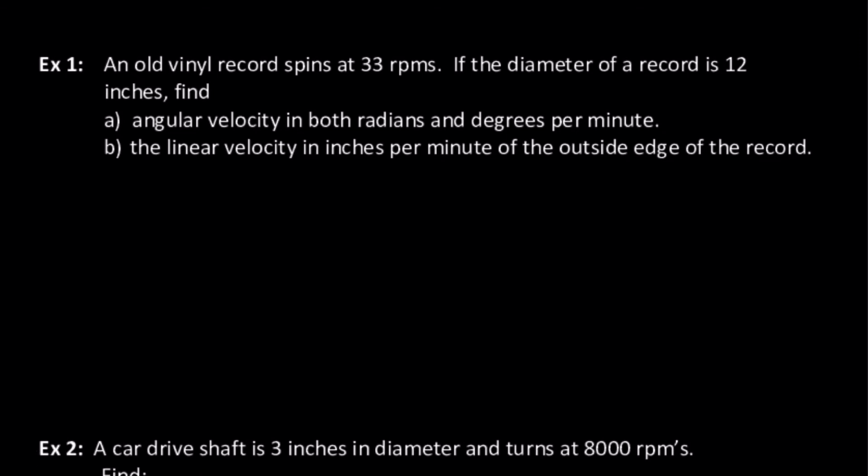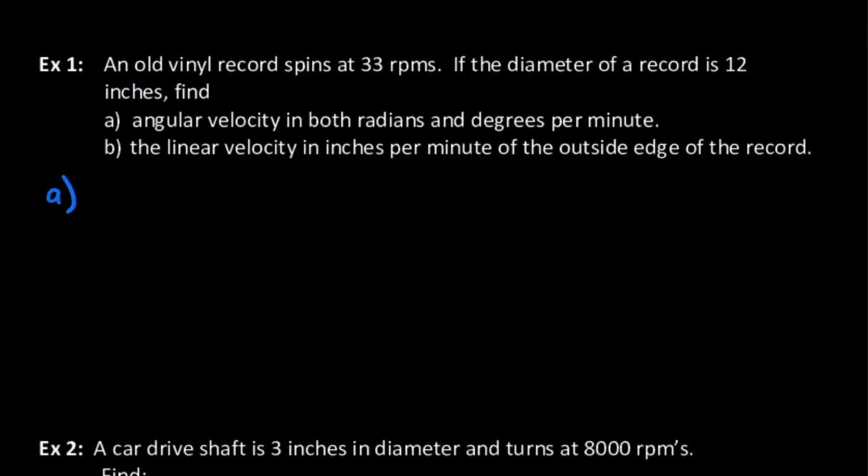Our first example, an old vinyl record spins at 33 RPMs. Vinyl records, way before your time, but you guys might know what I'm talking about because what's old is cool, and I think they're coming back a little bit. But anyway, if the diameter of a record is 12 inches, find A, the angular velocity in both radians and degrees per minute. Relatively simple.